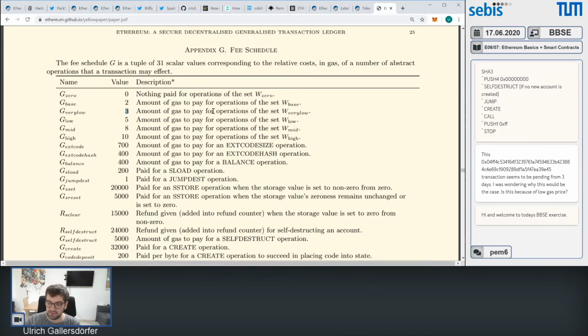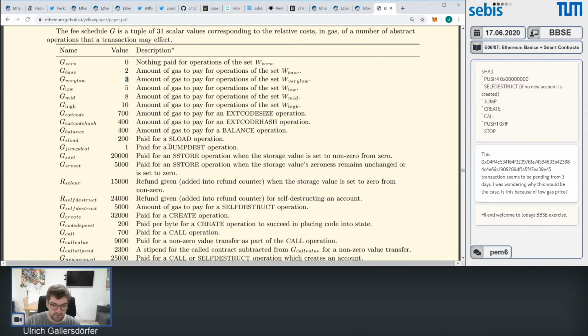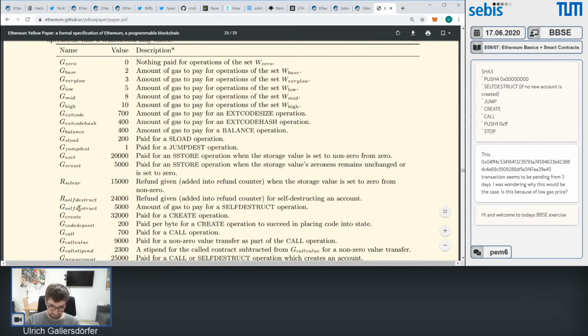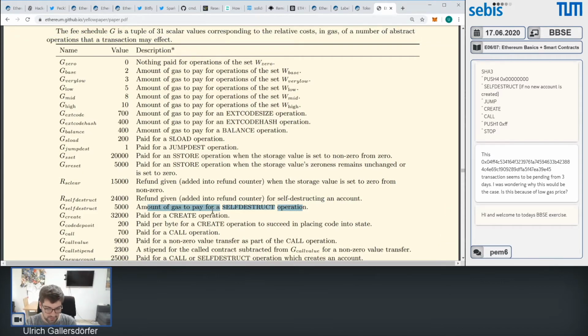Then we have a very interesting method, it's self-destruct. Let's take a look, and we have two things here. R, very interesting, a refund given for self-destructing an account, and G, the cost: the amount of gas to pay for a self-destruct operation. It's also very interesting to see that for an operation you receive a negative amount of gas. You have to pay 5,000, but you receive 24,000. So in the end you have minus 19,000 gas on your gas counter, so to say.